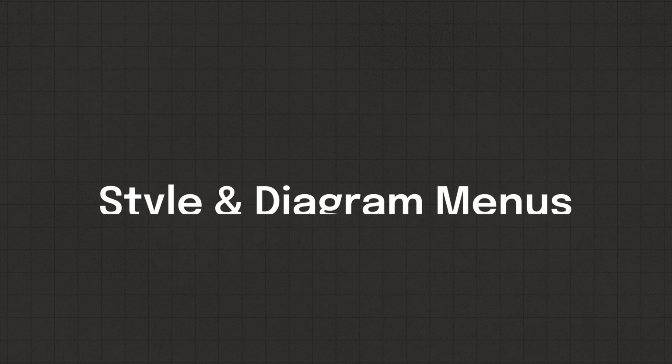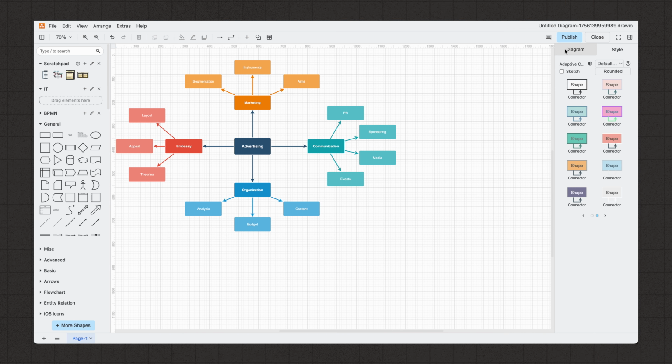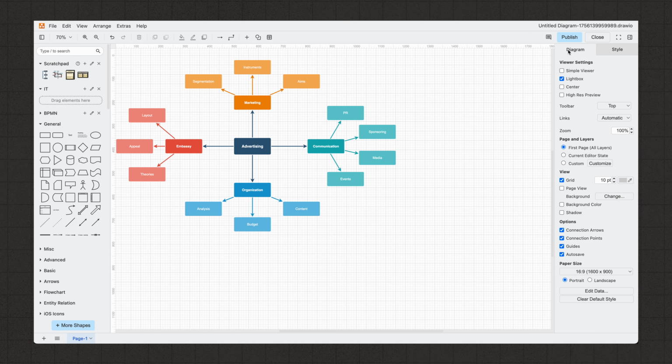All right, so in our last video, we looked at text and the font options. In this video, we're going to be looking at style and diagram menus. To adjust the diagram settings, go to the right-hand formatting menu and click on the diagram tab.